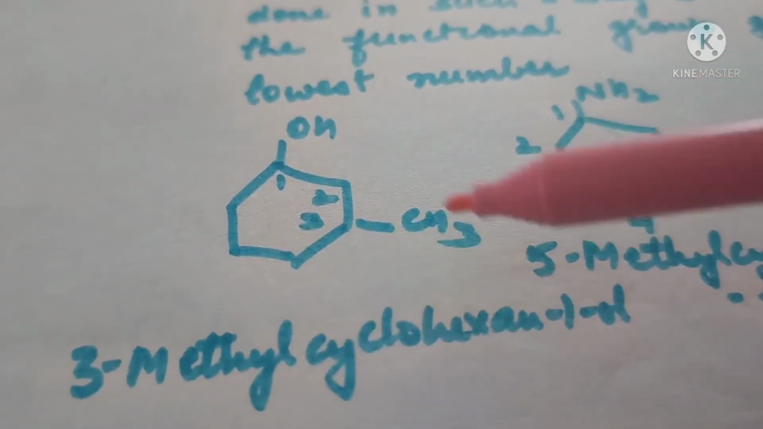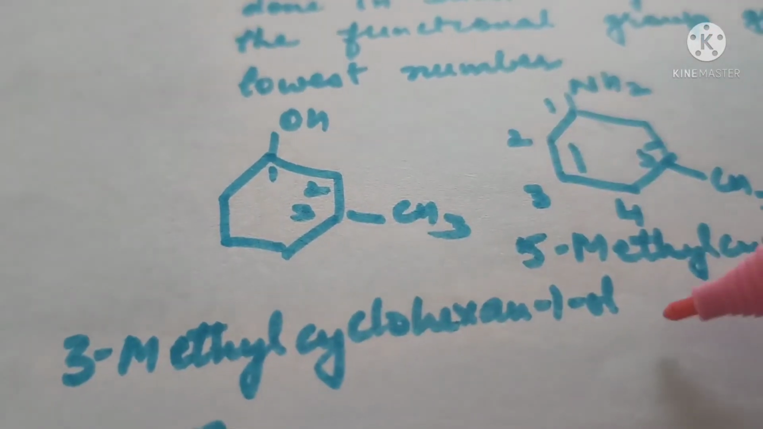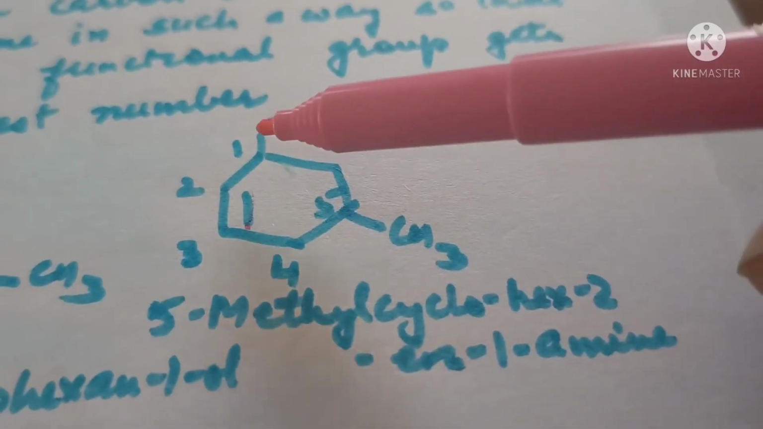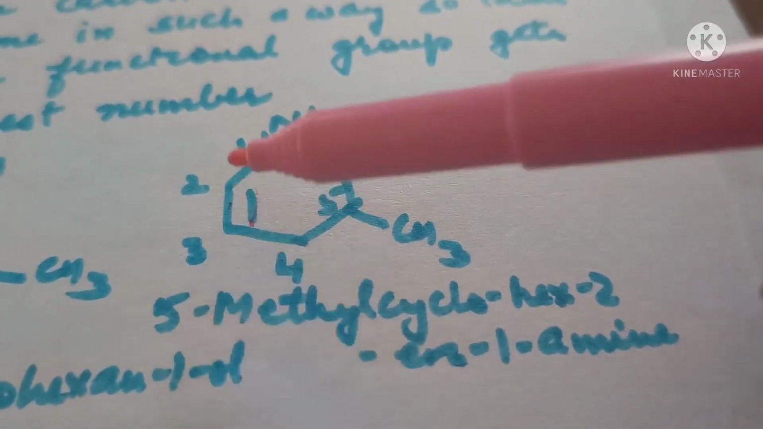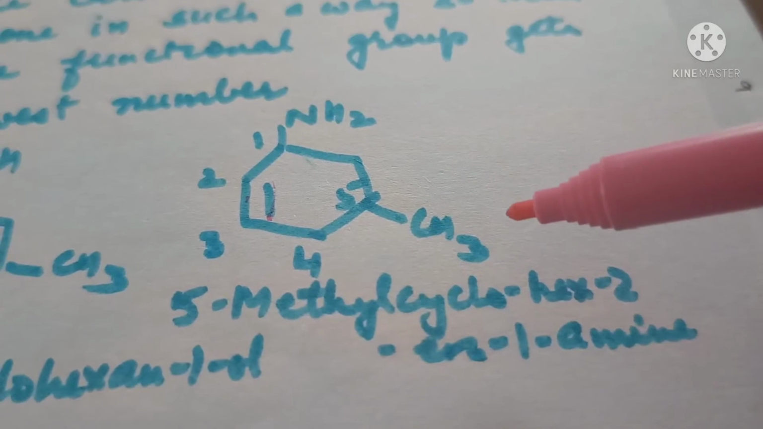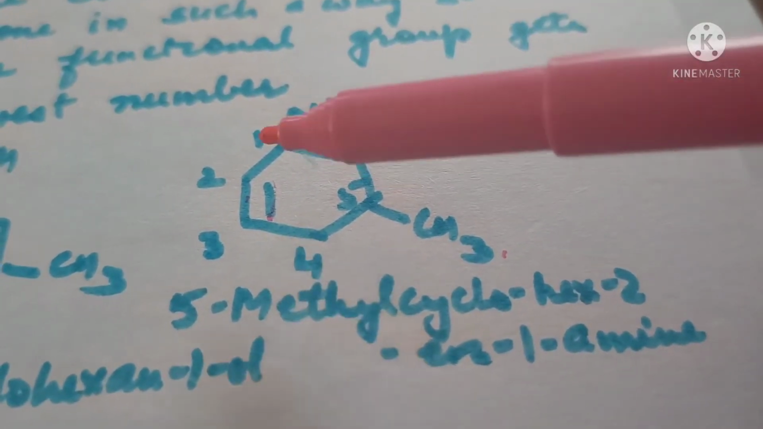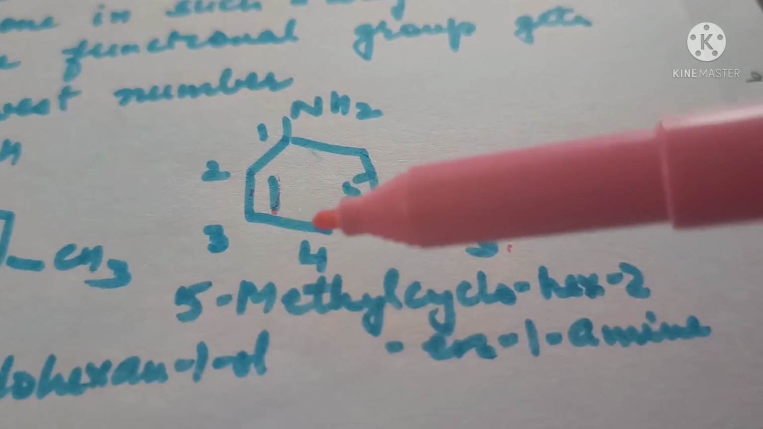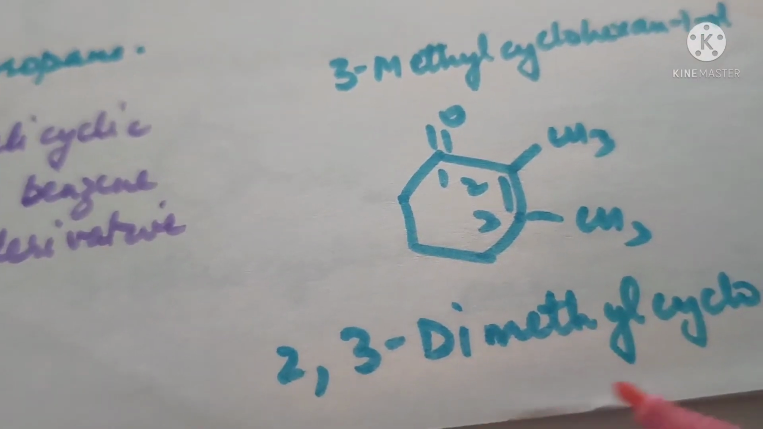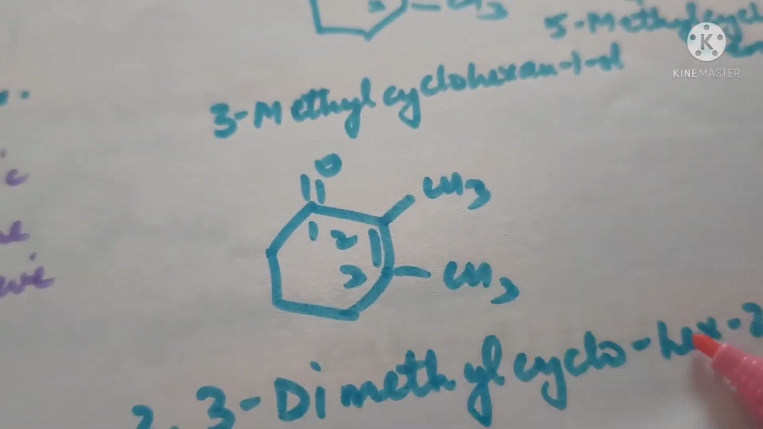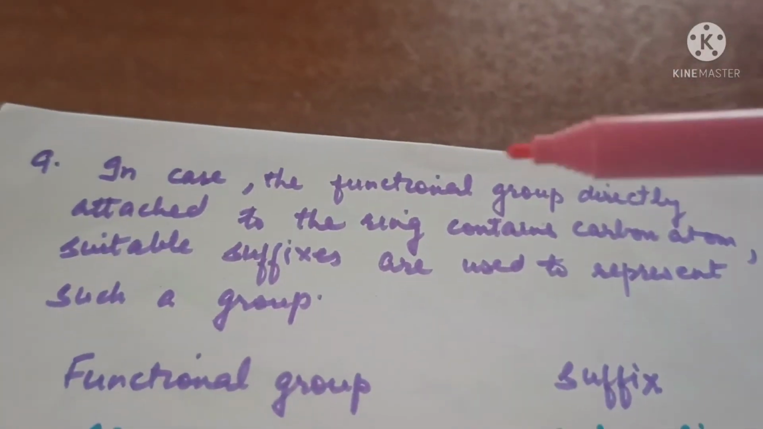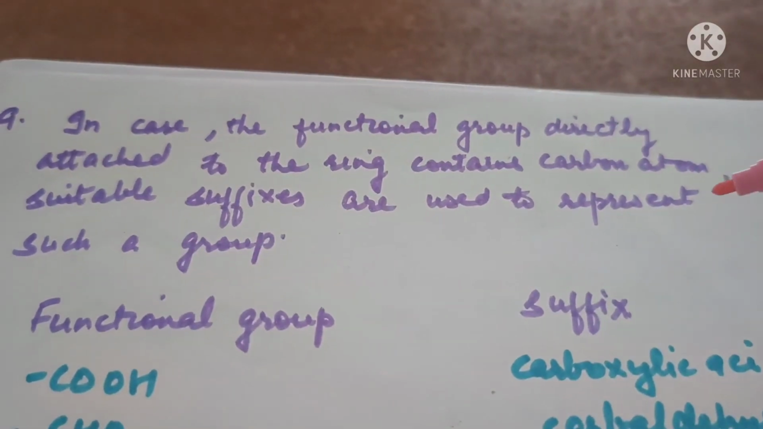We start numbering from this end because OH is the functional group. So the name will be 3-methyl cyclohexane 1-ol. This compound will be, because there is a double bond, so we start numbering from this end. We give the double bond the lower locant. So the name will be 5-methyl cyclohex-2-ene 1-amine. In this case, the name will be 2,3-dimethyl cyclohex-2-ene 1-one.